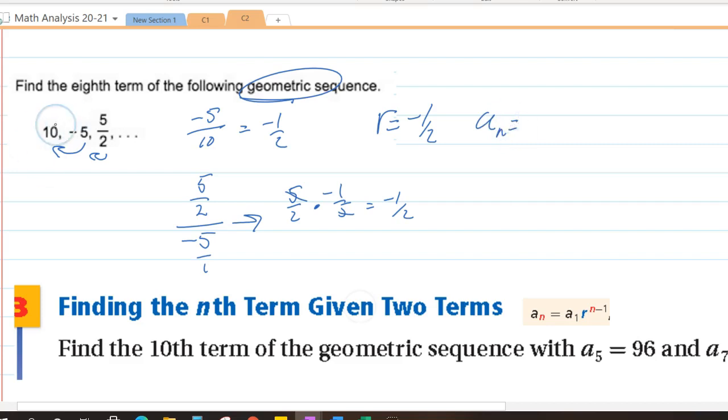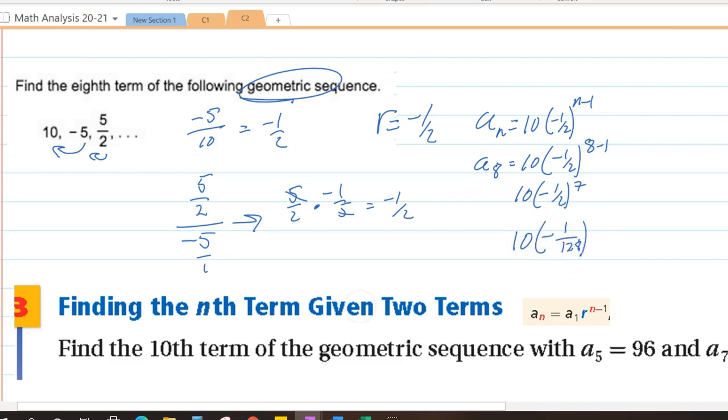a sub n is equal to, my original term was 10, my r is negative 1/2, to the power of n minus 1. So they want to know what the 8th term is. So we say a sub 8 is equal to 10 times negative 1/2 to the power of 8 minus 1, which is 7. A negative to the power of 7 stays negative because it's an odd exponent. So I have 10 times negative 1 over 2 to the 7th power, which is 128. 10 times 1 over 128 simplifies to negative 5 over 64.